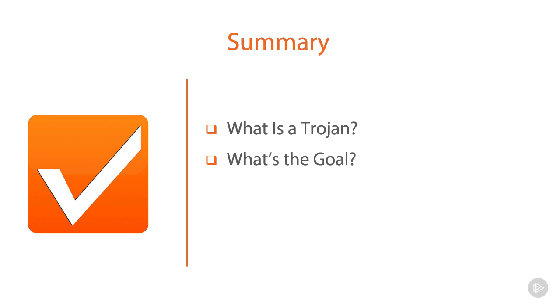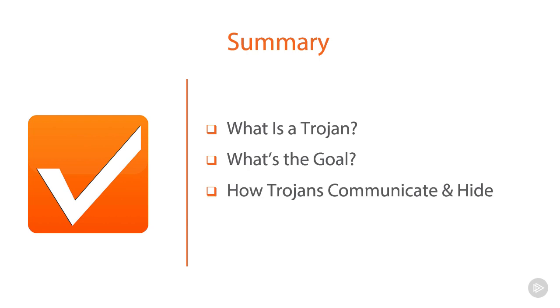Typically, it's monetary based. They're trying to make money either by stealing information, extortion, or just making money off of you going to websites that they're getting paid for you to visit. We then took a look at how Trojans hide. Remember our two channels, overt and covert. One of them is the legitimate program. The other one is the Trojan itself. And of course, the plethora of ports that are utilized by Trojans.